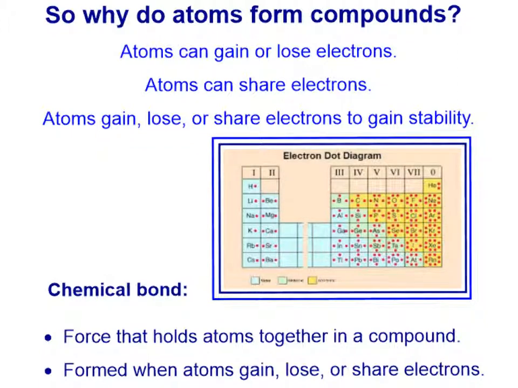Atoms can also share electrons to achieve this stability of a full octet. And atoms basically gain, lose, or share electrons in order to gain that stability. That is the reason that atoms form compounds. A chemical bond is formed when atoms gain, lose, or share electrons. And that chemical bond is essentially the force that holds the atoms together in the compound.